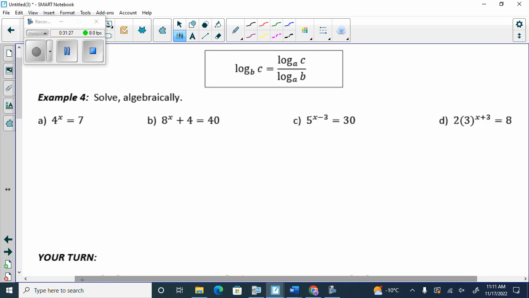So the base of my exponent becomes what? The base of my log. Remember, base is base. It doesn't change. I need something beside this log. What do I have to have beside it? The 7. And what does it equal? What's left over? X. Type it in.